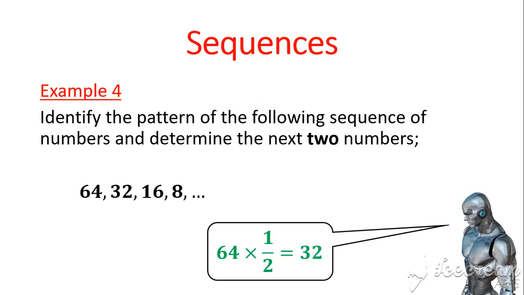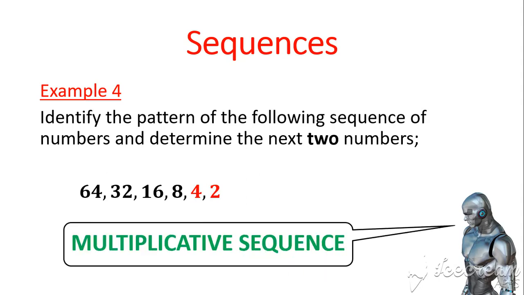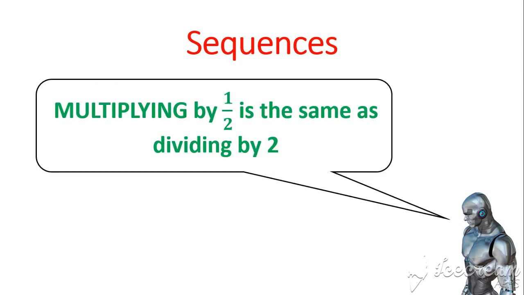So 64 times a half is 32. 32 times a half is 16. So we're multiplying by a half. So 8 times a half is 4. 4 times a half is 2. We're basically halving. Right, this is again called a multiplicative sequence. But before we move on and talk about what that means, remember multiplying by a half is the same as dividing by 2.